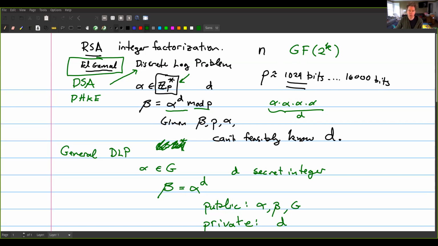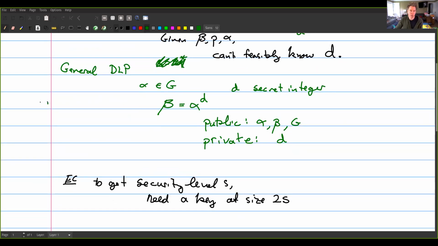Just to give an example of a choice of a group where this is completely insecure, if G is equal to Zn, so there's no star there, then solving the discrete logarithm problem is trivial. So for some groups it's easy, for some groups it's hard. For the elliptic curve groups, as far as anybody knows, it's hard.